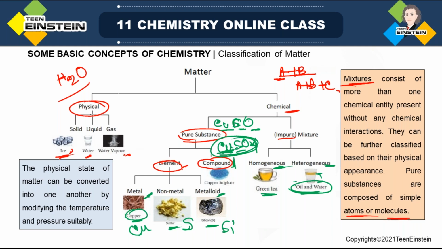But when it is single phase, it appears as if it is pure, but obviously it is not pure. There are so many entities present, but because of its appearance, it appears as if it is single phase. That is why it is homogeneous. So that is all about classification of matter.